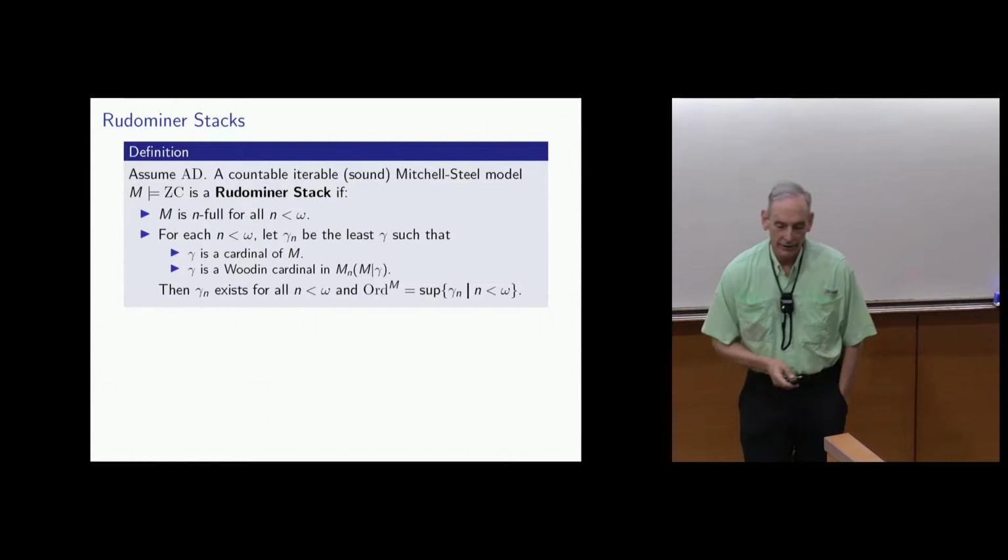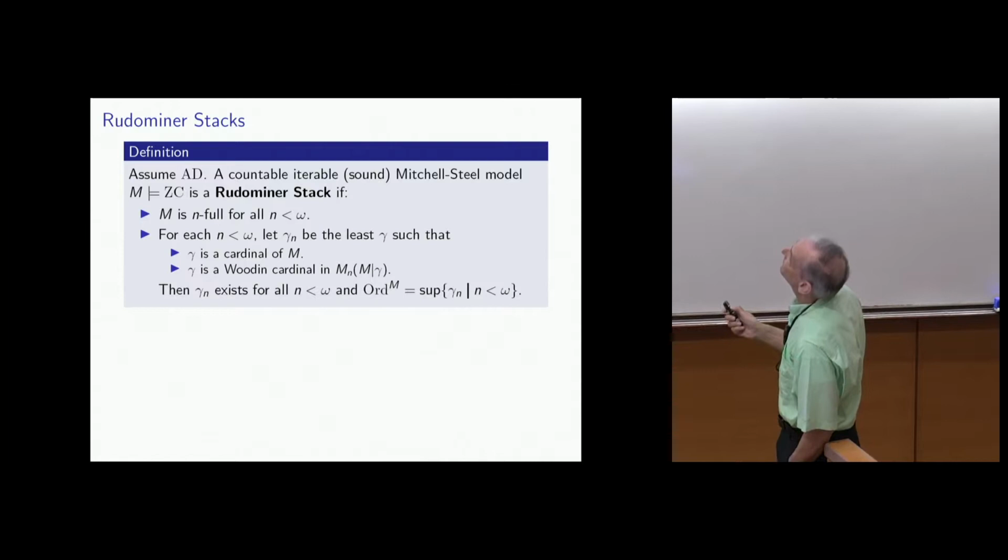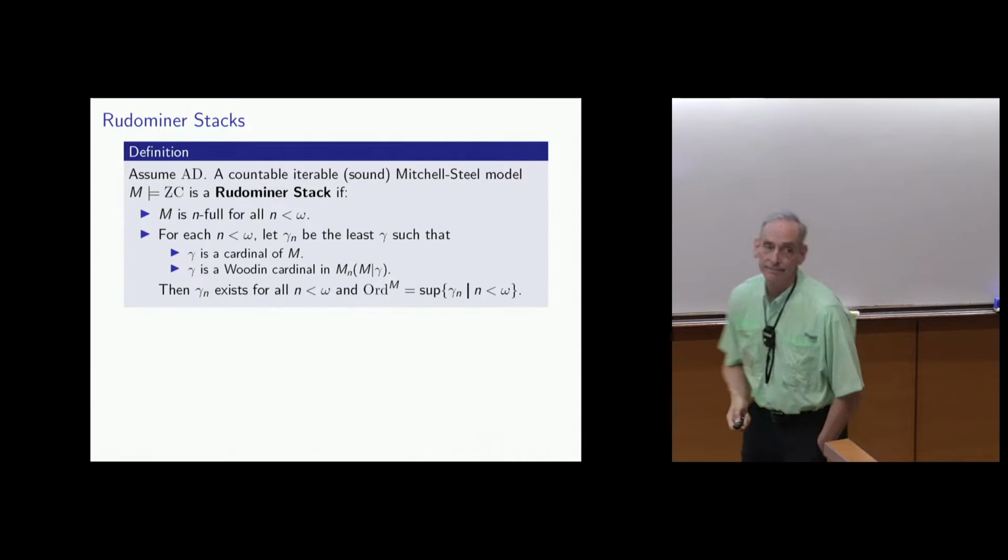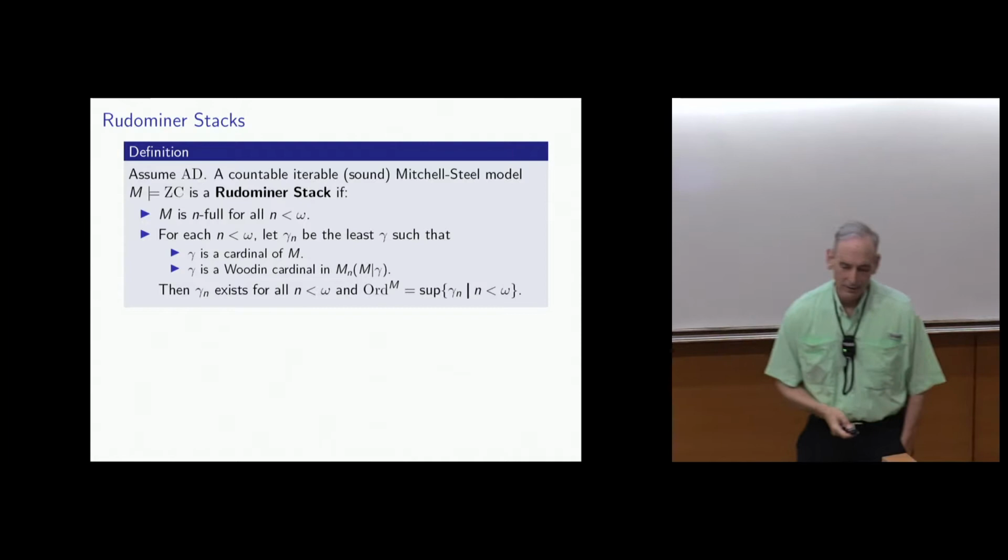Basically, for each n, let gamma n be least such that gamma is a cardinal of M, gamma is a Woodin cardinal in Mn relativized to M restricted to gamma. Now that may not exist, but we require it exists for all n, and we require that the ordinals of M are the sup of these. So some kind of smallness condition. It's a technical condition.